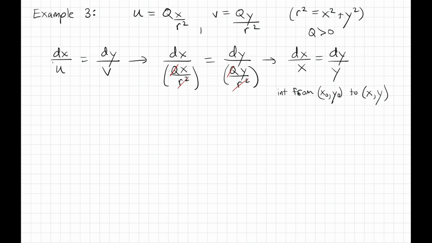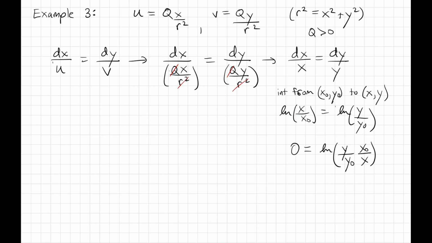And again, dx over x integrated gives you the natural log of x over x0, and the right-hand side is the natural log of y over y0. So far, the only difference from the previous problem is that there's no minus sign in front of the right-hand side here. We exponentiate both sides, and that makes it so that 1 equals y times x0 over y0 times x.